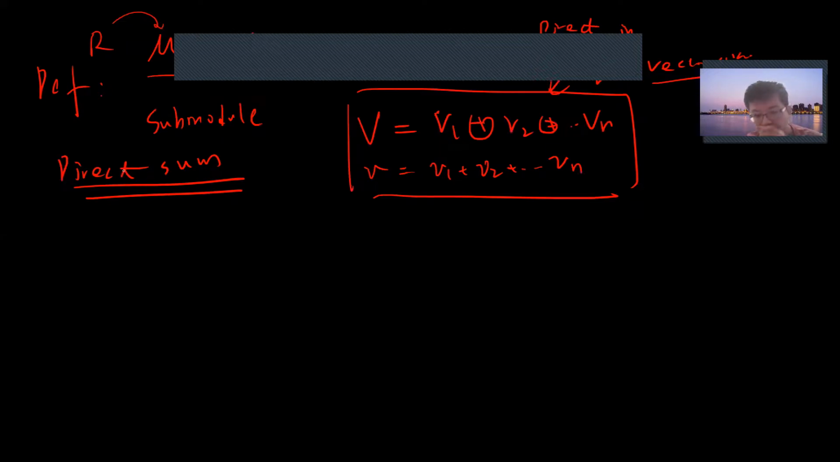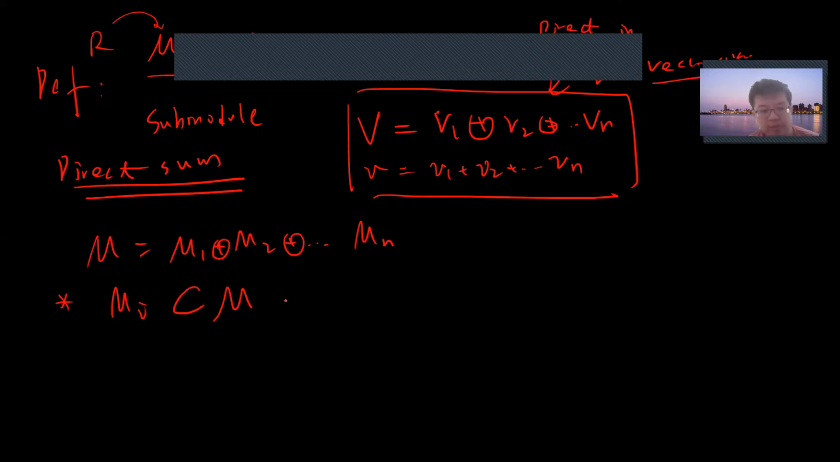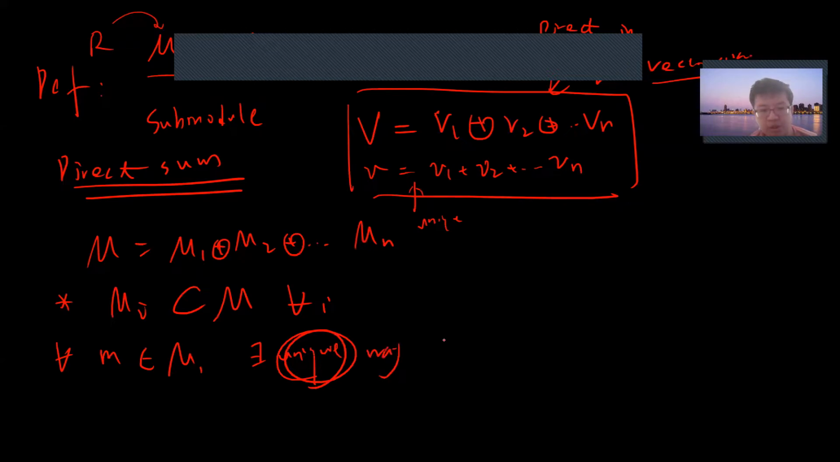But I want to talk about the direct sum in module language. It means that if M is M1 direct sum M2 up to Mn, then I should first notice that the definition says that Mi is a submodule of M for each i. And not only that, by the way, this is unique. The same definition says that for every m in M, there is a unique way, and this uniqueness is very important, such that m equals m1 plus m2 up to mn.